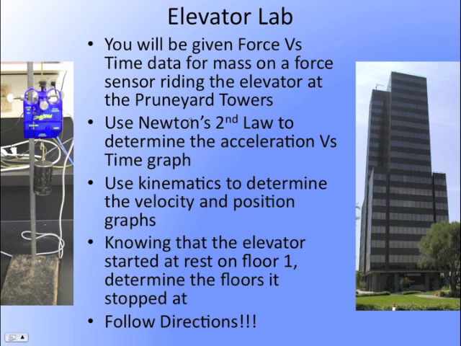Then you're going to use Newton's second law to figure out what the acceleration versus time graph looks like, and the instructions in the lab will help you with that. Once you have the acceleration time graph, now you can use kinematics to figure out what the velocity is from the acceleration, and once you have the velocity, you should be able to figure out what the position is from the velocity. And knowing that the elevator started at rest on floor 1, you should be able to determine what floors I stopped at when I collected this data. You can actually do that pretty easily just looking at the velocity graph. The position graph will help you verify your answers.